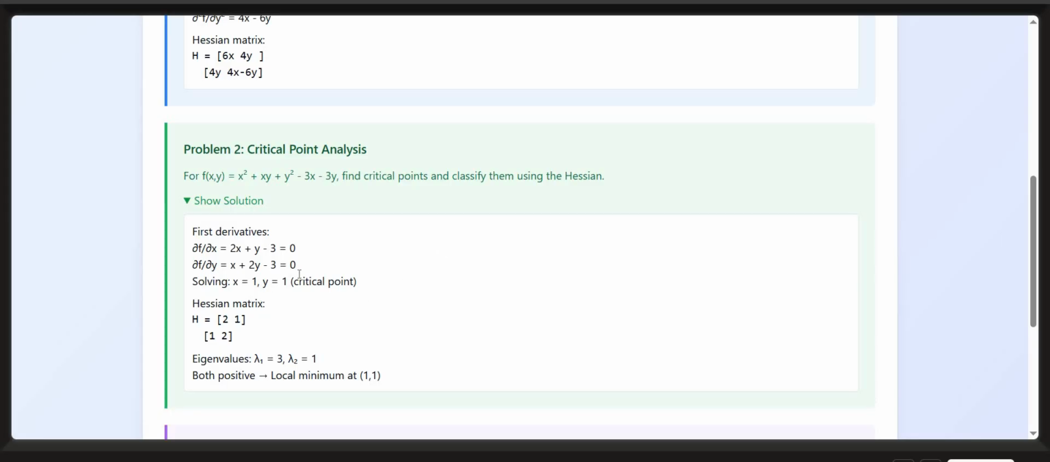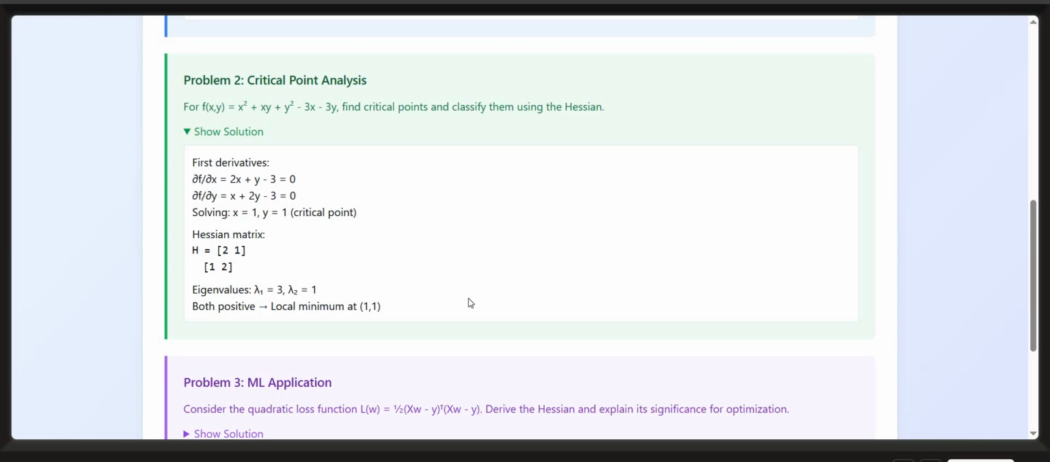Okay, you can see here. Now the second derivative with respect to x twice is 2, and the mixed partial is 1, and the other is also 2. You can see here. Then we calculate the eigenvalues. Here both eigenvalues turn out to be positive. Lambda 1 equals 3, lambda 2 equals 1. Okay, since both are positive, we classify the critical point as a local minimum, and it is located at (1, 1).